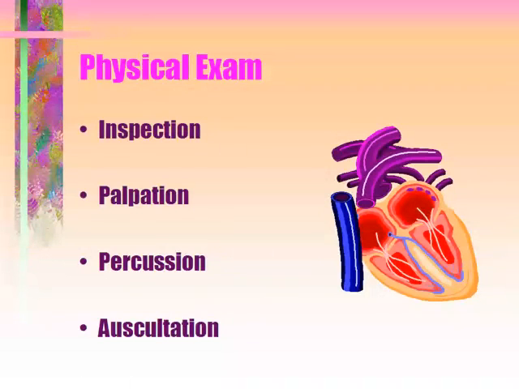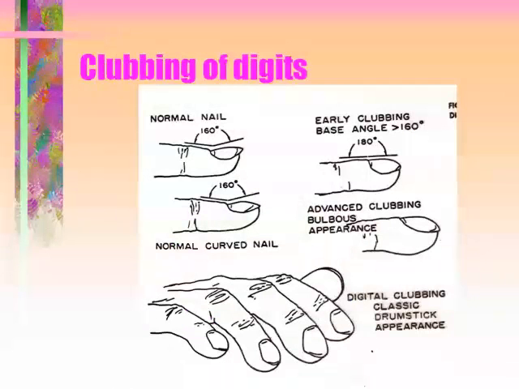You want to auscultate for their blood pressure to check for carotid or femoral bruits. Listen for heart sounds. Make sure that you don't have an S3 and an S4. This is clubbing, and again, I've talked about where you put the digits together. If you're just looking at it, you might see this. You've got your normal nail in the upper left. You've got early clubbing in the upper right, and it's worse in the lower half of this. Keep in mind this happens on the toes also.